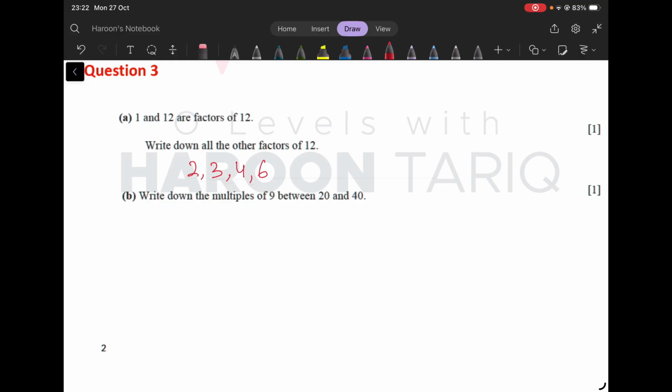Write down the multiples of 9. Multiple means times table between 20 and 40. So I'll just do the rough working over here. 9 times 1, 18, 27, 36, 45, and so on. These are multiples of 9. They're specifically asking us between 20 and 40. So that would be this number, 27 and 36. So 27 and 36, this would be my answer.